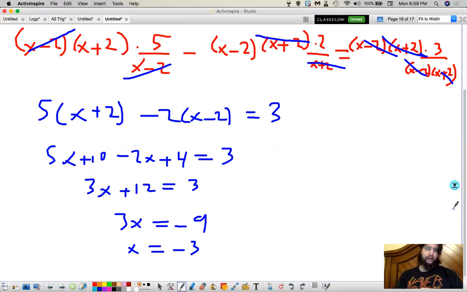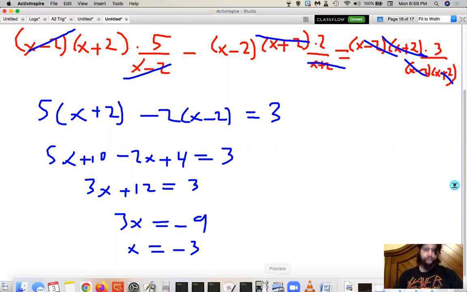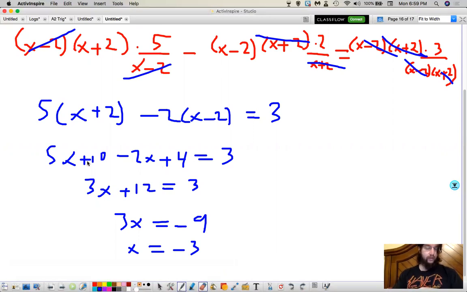Let's take a step back because I can't add. 10 plus 4 is 12. No, it's not. No, it's definitely not. Sorry. Last time I checked, 10 plus 4 is 14. I must have done it in my head wrong.